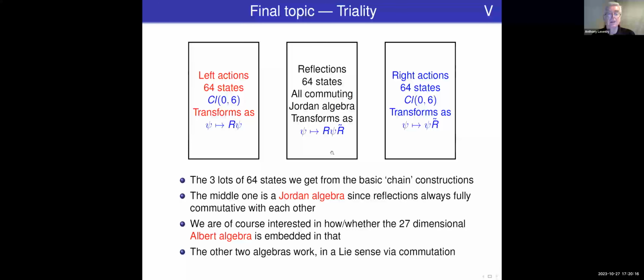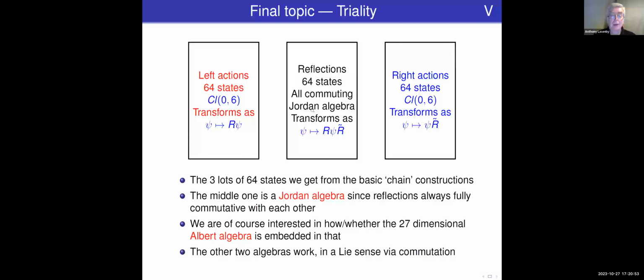Here we have reflections, 64 states just of reflections, and all commuting means that they're basically a Jordan algebra. Why do they commute? It's because reflections always have to commute, for what I said earlier. So this is where we put an EI on one side and EI on the other side, etc., and build up the chains both ways out. That transforms like this, and then we have right actions which transform like that. And these are the 3 things which crop up in the triality.